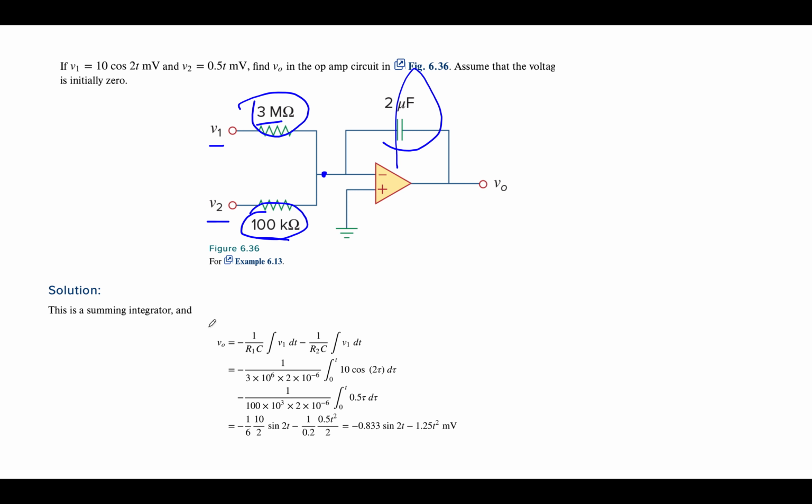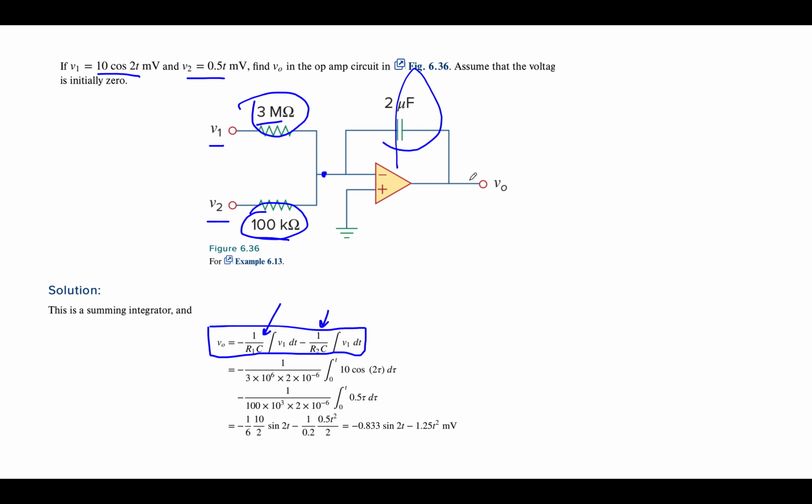So our equation then looks like this. It's got the negative sign because it's still going into the inverting input. You have the first voltage weighted by minus 1 over R1C. You have the second voltage weighted by minus 1 over R2C. And then each of these voltages was given as a different mathematical function.